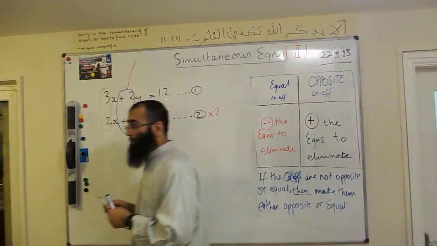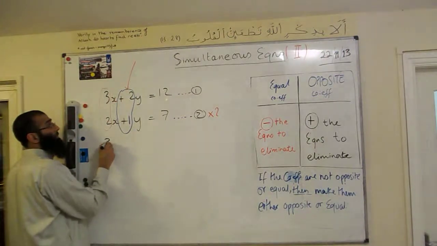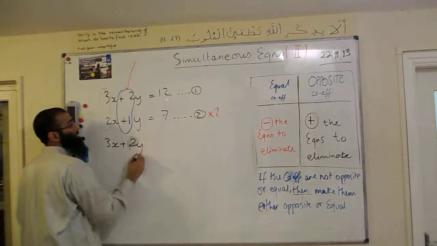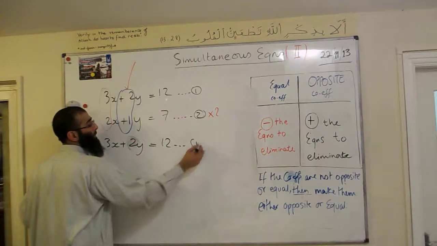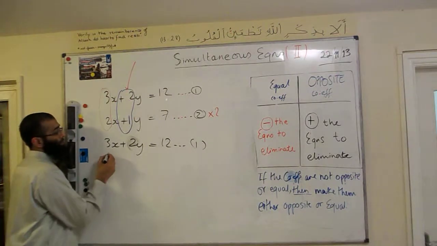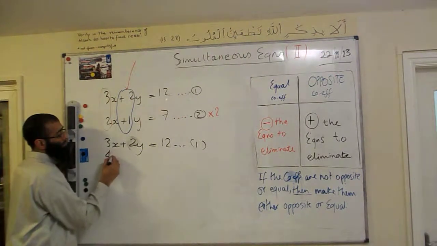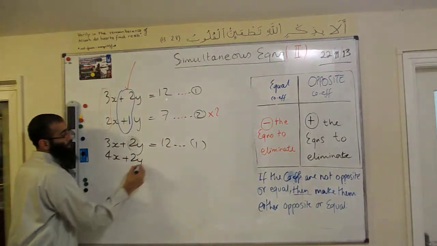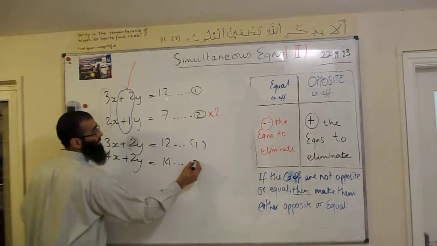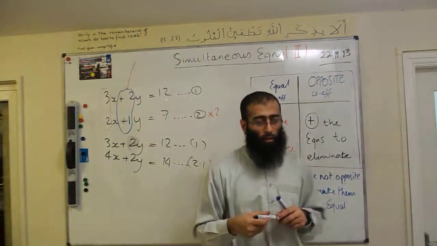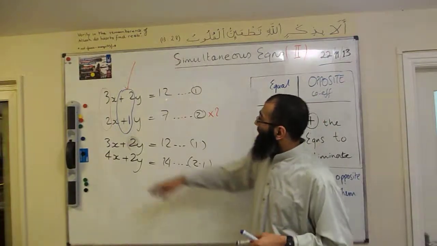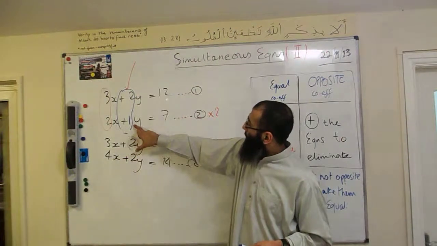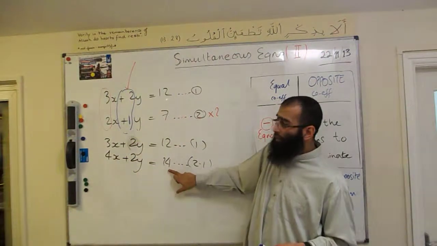Okay. Let's copy out the top equation. So the top equation stays the same, the bottom equation gets doubled. So, Najma, 2x becomes 4x. And 1y becomes, Najma? 2y. Okay. So, Saf, what have we done here? We looked at the bottom equation, we multiplied everything by 2. 2 times by 2 is 4. 1 times by 2 is 2. 7 times by 2 is 14.